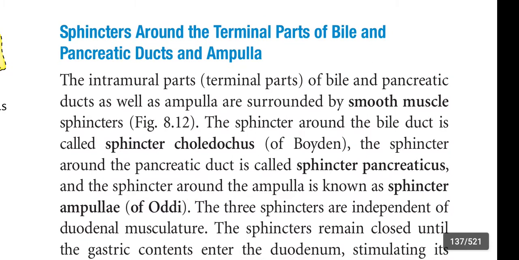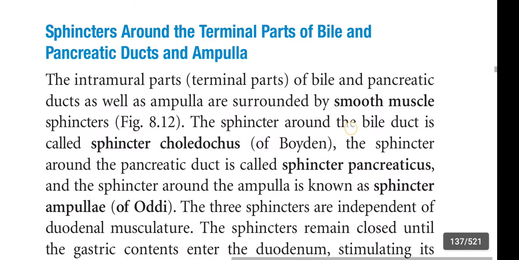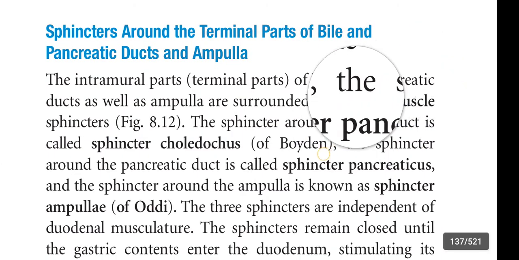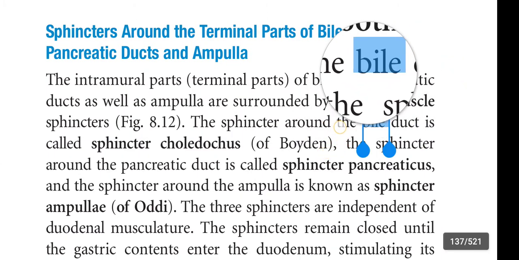Sphincters around the terminal parts of the bile and pancreatic ducts and ampulla. The intramural parts, that is the intraduodenal parts, are the terminal parts of the bile duct first, next the pancreatic duct, as well as the ampulla. Bile duct, pancreatic duct and ampulla are surrounded by smooth muscle sphincters. These all are smooth muscle sphincters. First, bile duct. What is the starting letter? B. Okay, bile, B, guys.